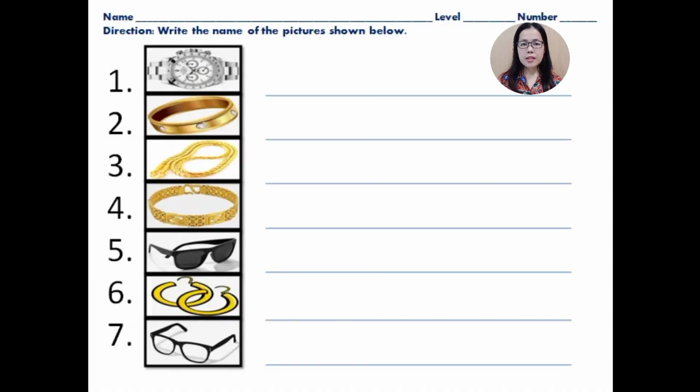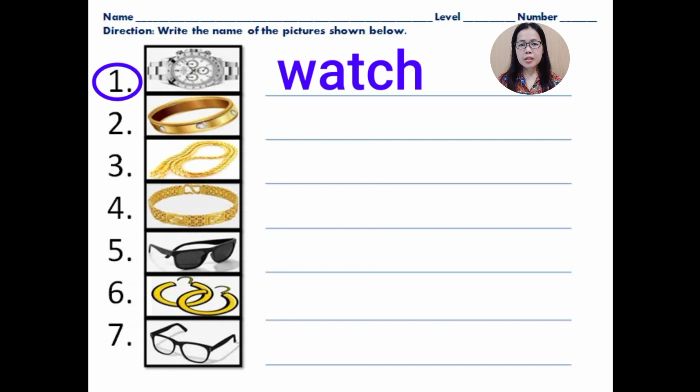Let's proceed to our worksheet. Write your name, level, number, direction. Write the name of the features shown below. Example number one. Watch.